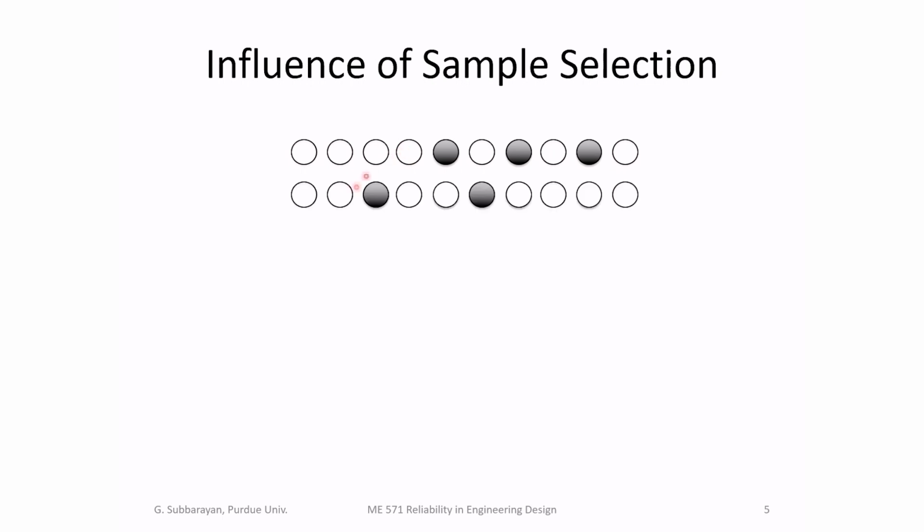Now, anytime you have a sample, the sample selection has an influence on your predicted probability. If, for instance, I test 10 parts and I find 3 of these 10 parts to be defective, I would say the defect rate is 30%, 3 out of 10. Now if I have the next 10 parts, I might say it's 20%. There is sample to sample variability. And together, these two, I would say 5 out of 20, and that's 25%.